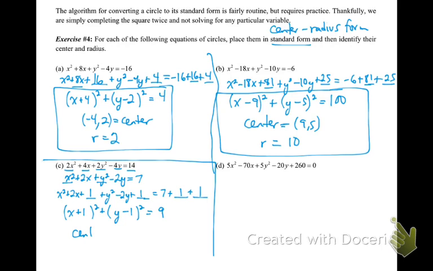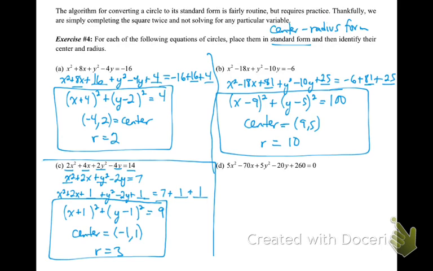Your center is negative 1, positive 1. And your radius is 3. Just as easy as that. So go ahead, pause the video right now, and try letter D.